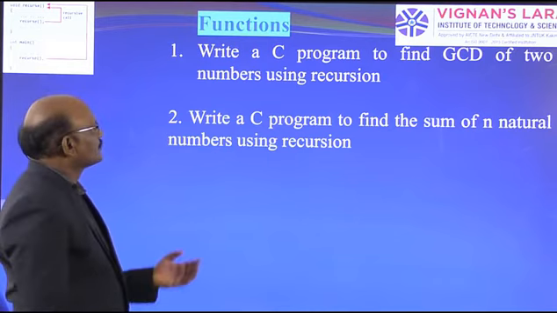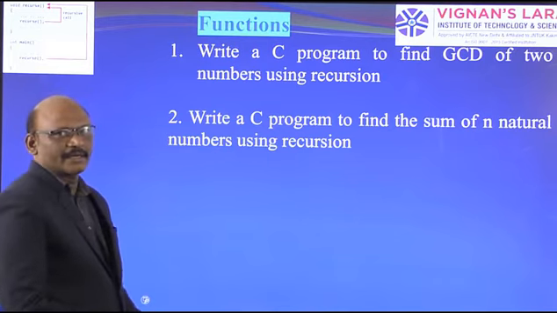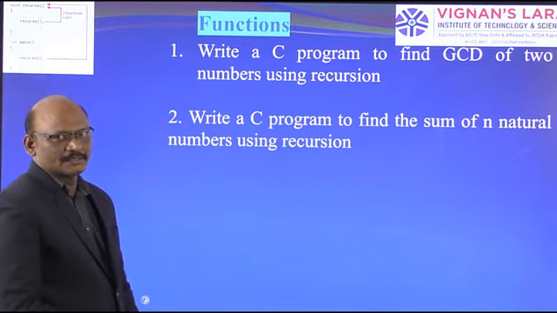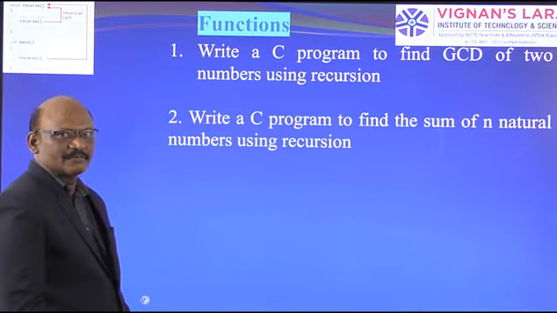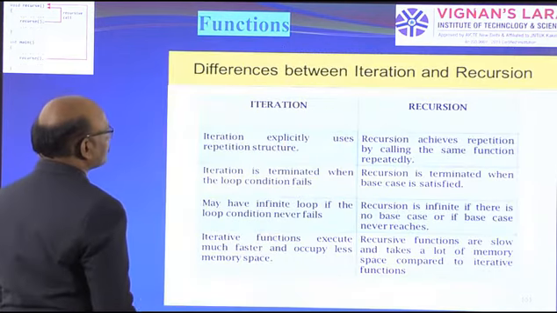So you try these two programs using recursion. First one is write a C program to find the GCD of two numbers. Second one is write a C program to find the sum of n natural numbers using recursion. These two programs you will try.